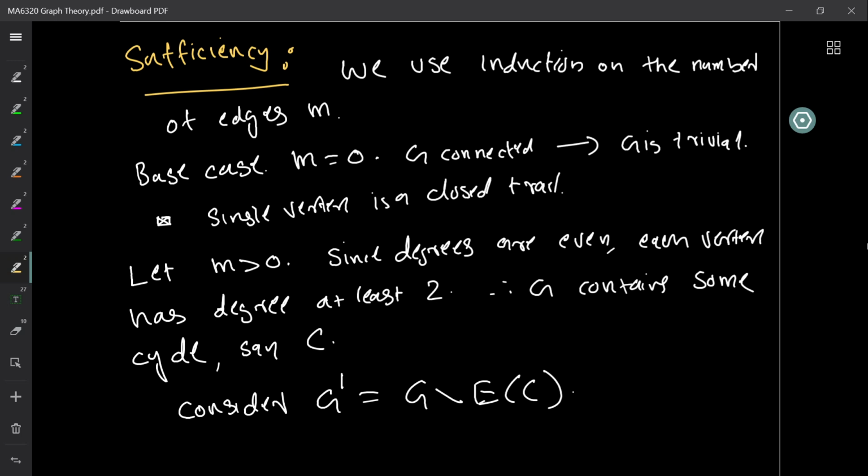So let us take the cycle and consider the graph which is obtained by removing the edges of the cycle C. So G prime is the graph obtained by removing the cycle edges.